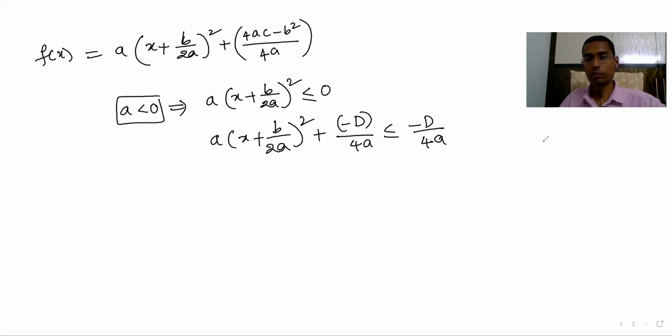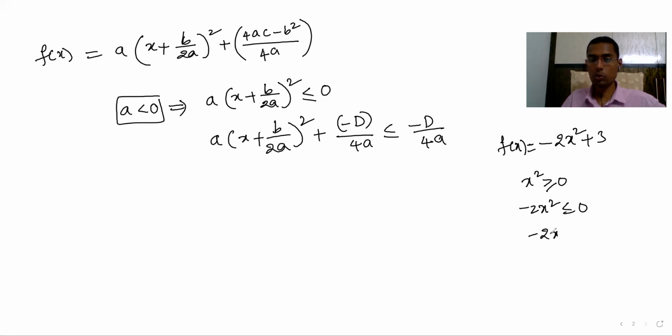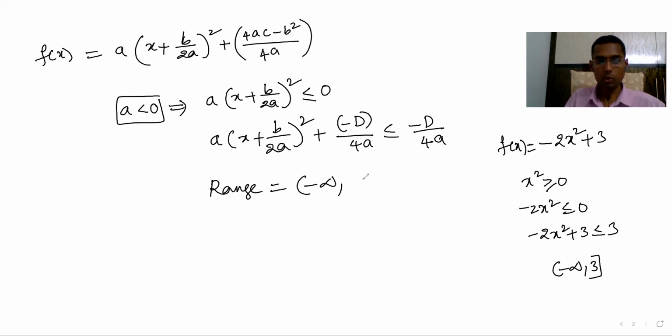For example, take f of x equal to minus 2x square plus 3. First of all, x square is greater than or equal to 0, so minus 2x square is less than or equal to 0. Minus 2x square plus 3 is less than or equal to 3. That means the range is minus infinity to 3, closed. Here also it is the same, we are adding this thing. So the range is minus infinity to minus d by 4a. This is easy for remembering also, minus d by 4a.